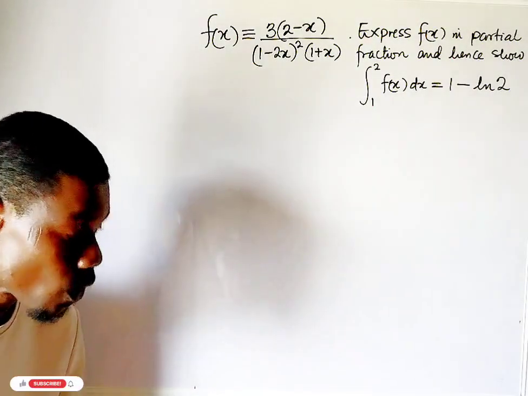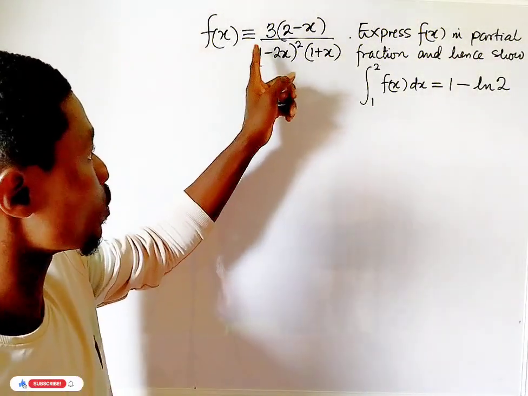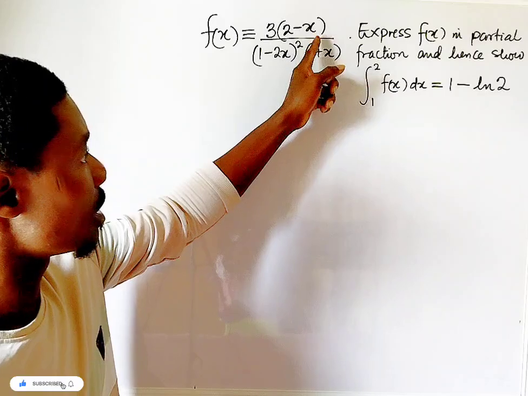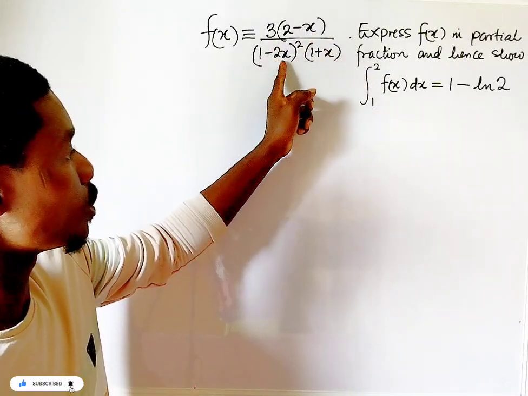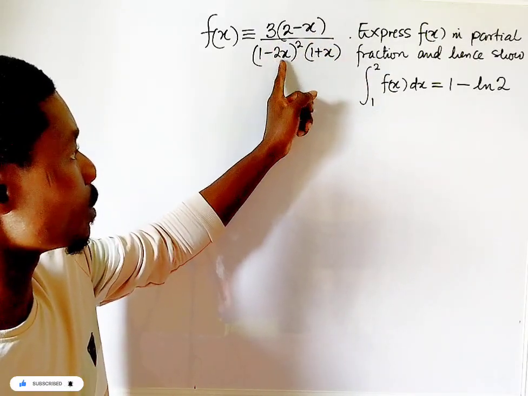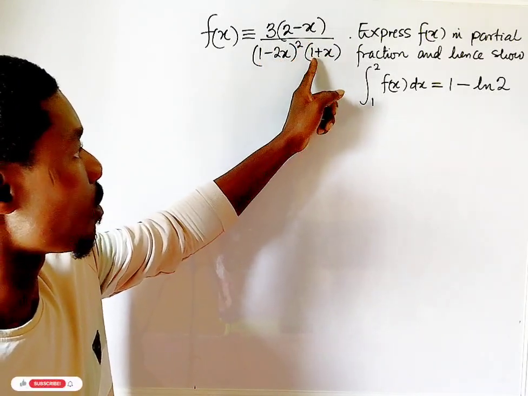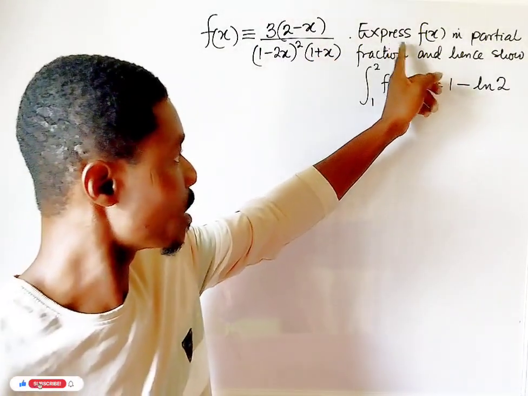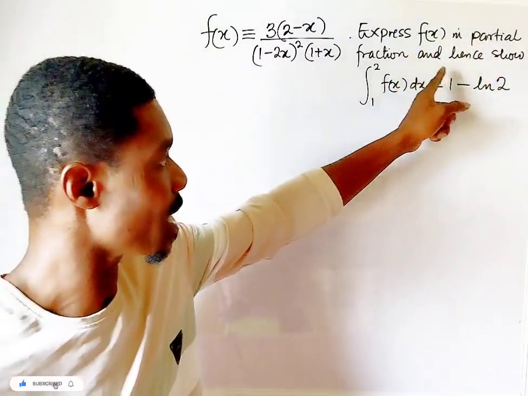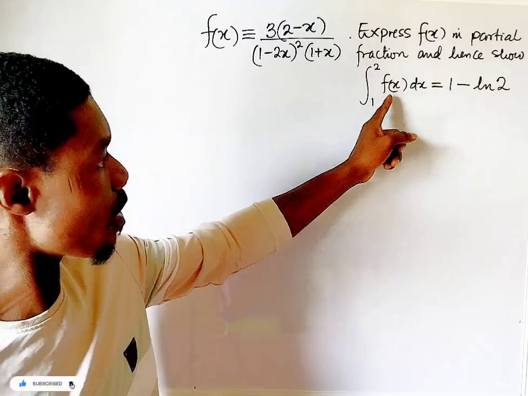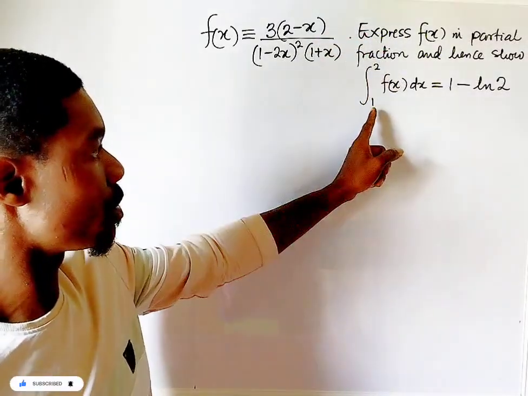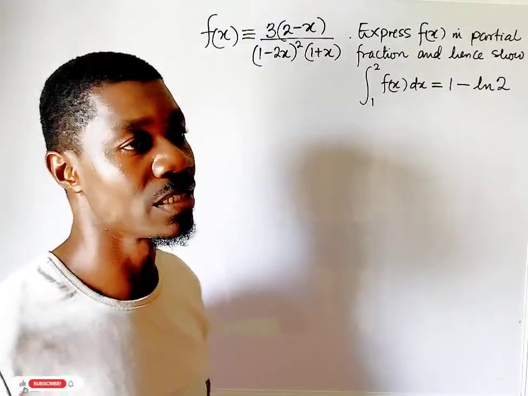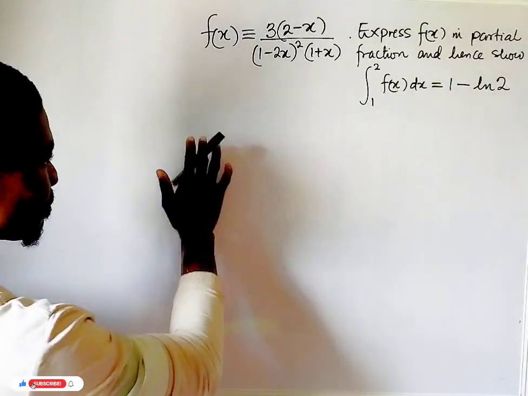Now here we have this question, and it says that f of x is equivalent to 3 into 2 minus x, all over 1 minus 2x, raised to the power of 2, and 1 plus x, okay? And we are told here to express f of x in partial fractions, and hence show that the integral of f of x with the upper limit of 2 and lower limit of 1 equals 1 minus ln 2. Now let us start.